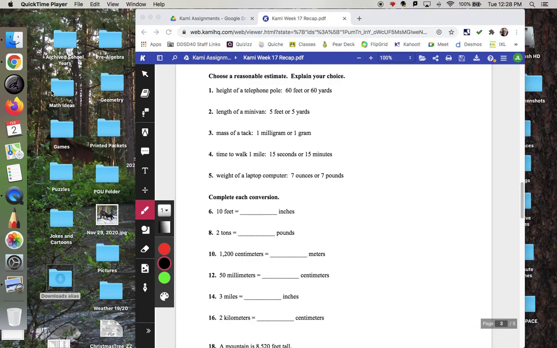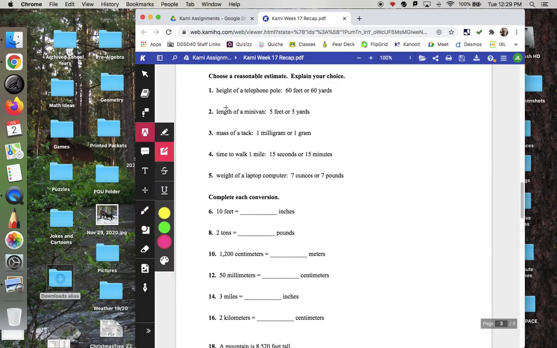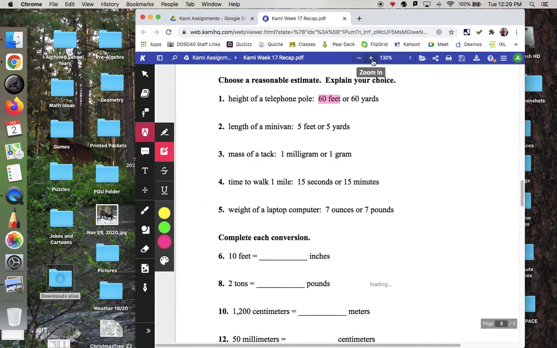So we started working on Cami week 17, last week's Cami, yesterday, and then we continued working on it today. So we're on page 3 today, and let me highlight some answers here. The height of a telephone pole is about 60 feet, and let me zoom in here a little closer.